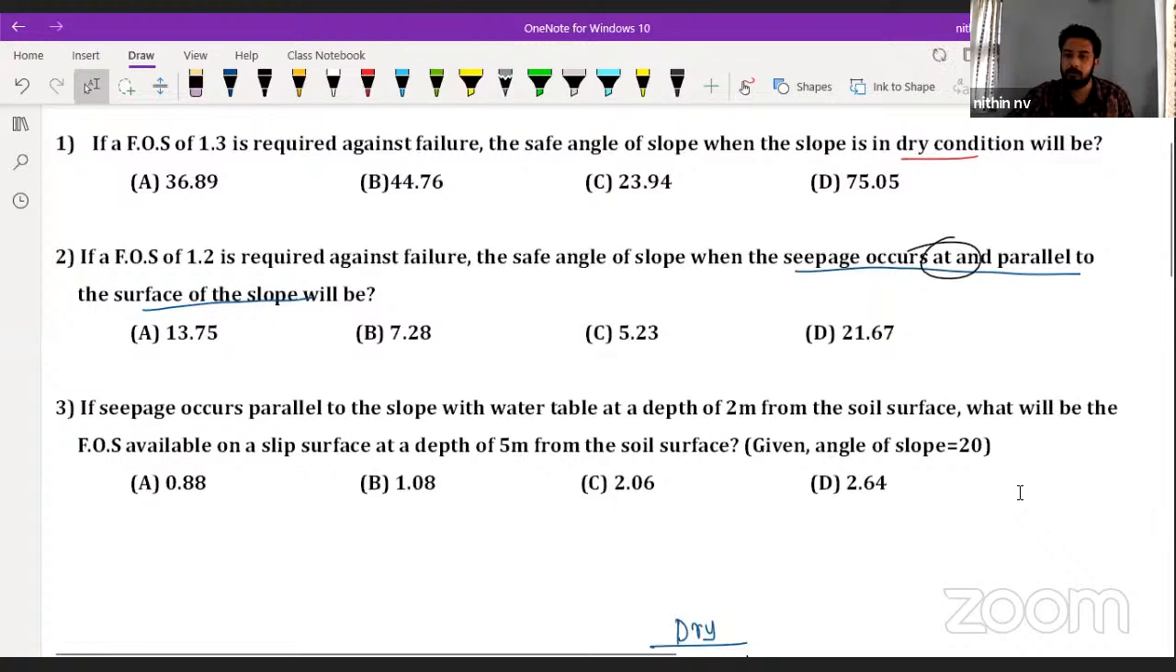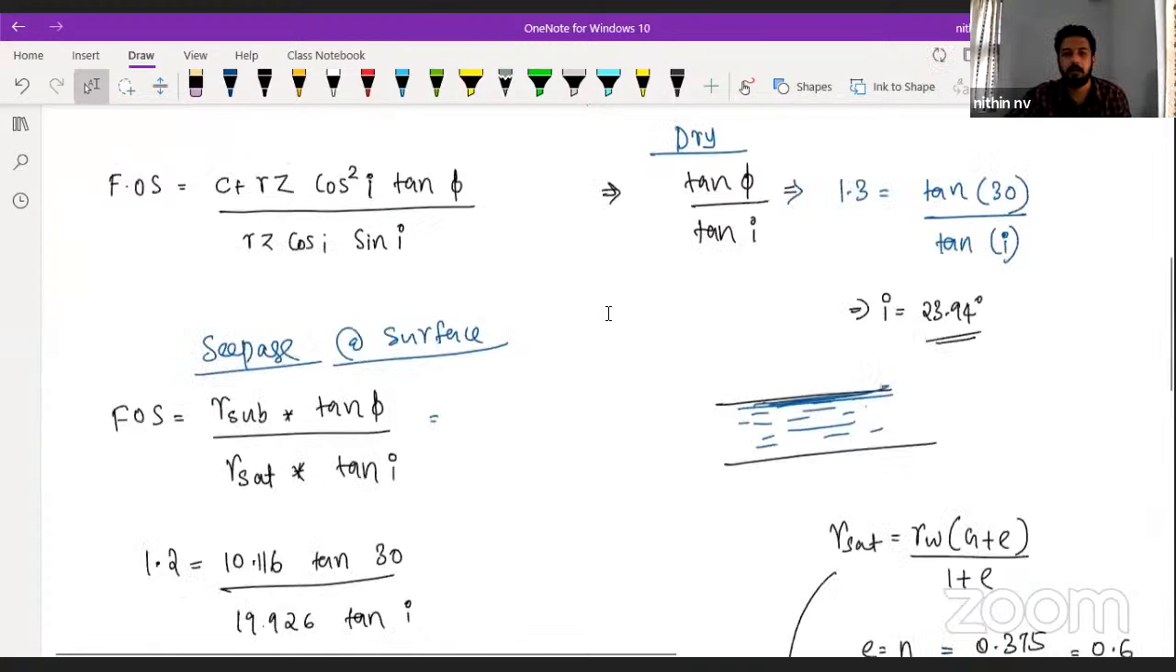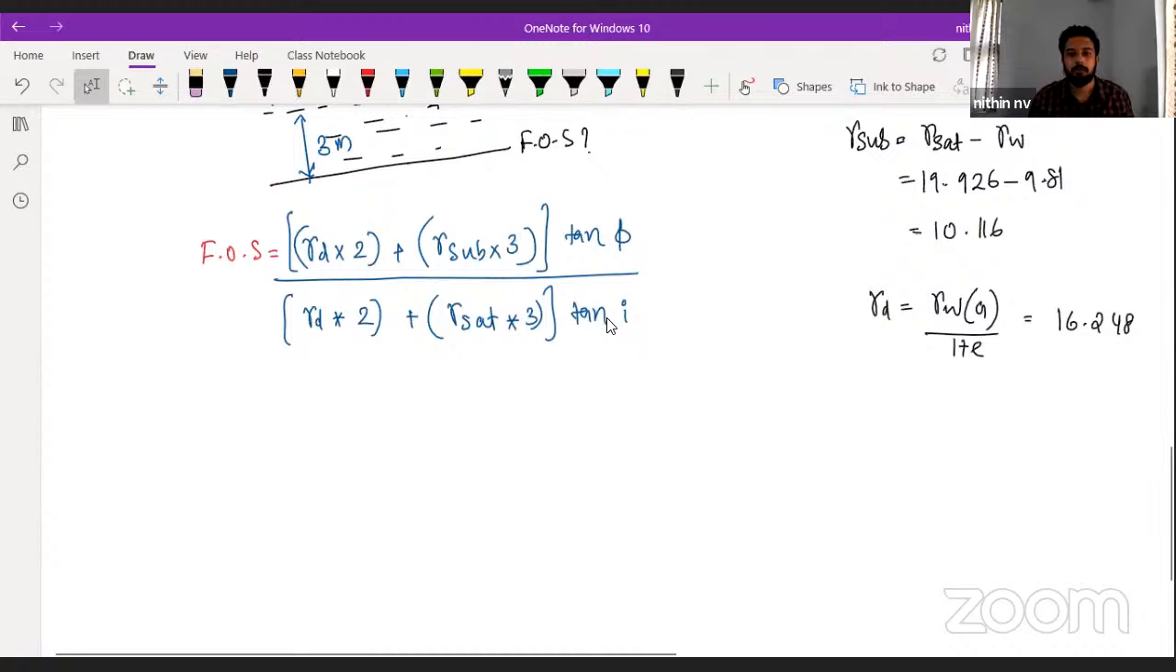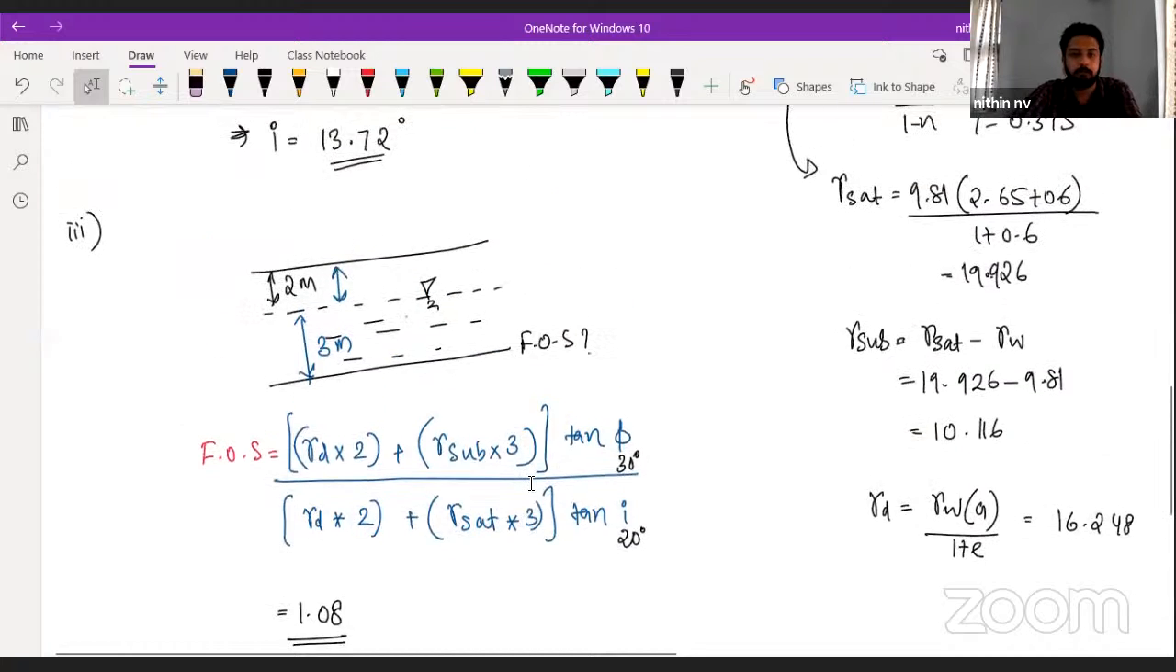Given angle of slope is 20 degree. That is given in the question. I value is given. So 30 degree here, 20 degree here. Gamma saturated, everything we calculated. 1.08. Getting clear? Is it clear, everyone? All are getting? Okay. Please comment your answer. How much you are getting, everyone? 1.08. Yes, very good, Krishna.